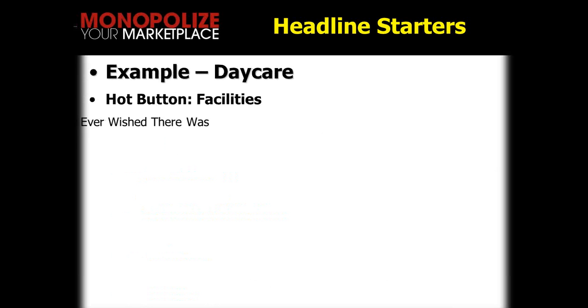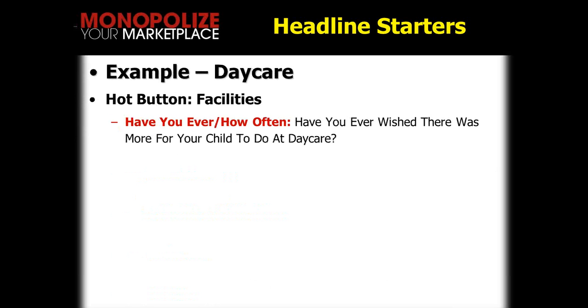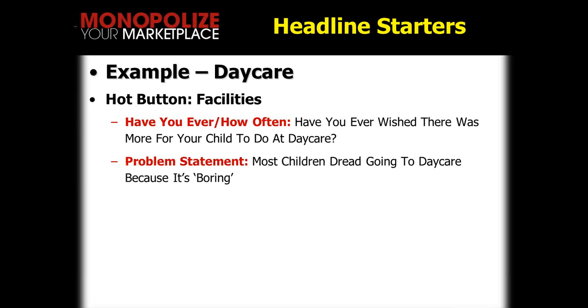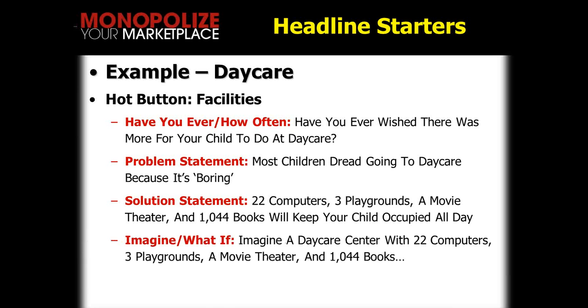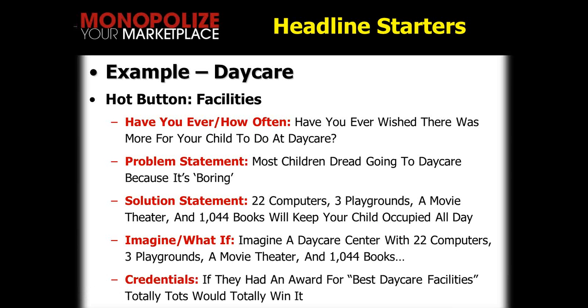Daycare facilities. Have you ever wished there was more for your child to do at daycare? Problem statement. Most children dread going to daycare because it's boring. Solution, 22 computers, 3 playgrounds, a movie theater, and 1,044 books will keep your child occupied all day. Imagine a daycare center with 22 computers, 3 playgrounds, a movie theater, and 1,044 books. Same kind of thing, which is stated differently. Credentials, if they had an award for best daycare facilities, Totally Tots would totally win it. Just being a little goofy.